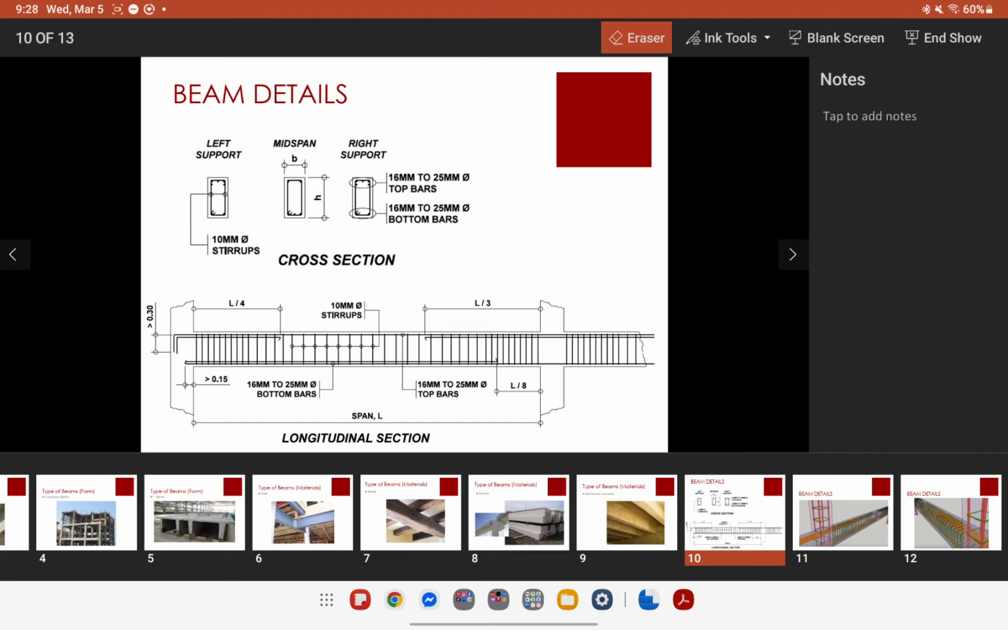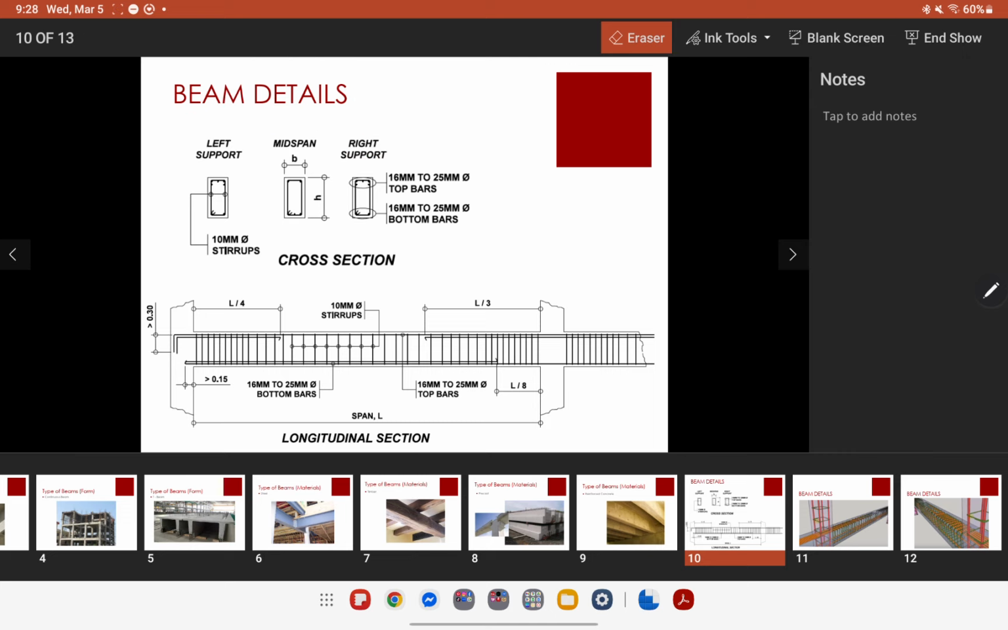So you usually have here 3 cross sections: the left support, the mid-span, and the right support. Now sometimes the drawings will also have end support and mid-span. If it says end support and mid-span, it only means that your left and right support will have the same details.